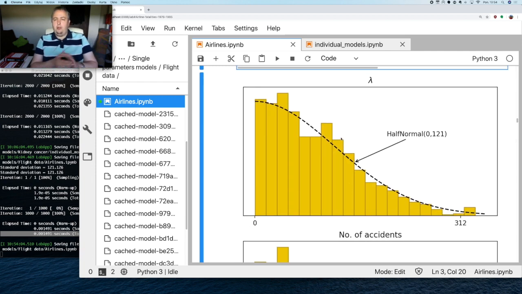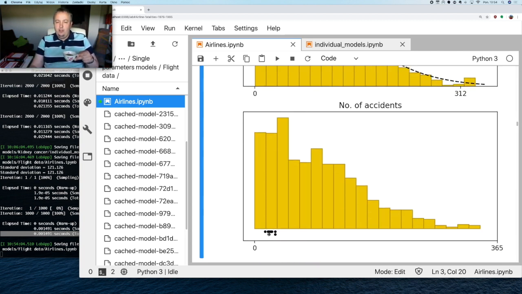How does it do? Our lambda parameter is of course consistent with our half normal prior because it was sampled from it. But this is a check that our data generating model is okay, that nothing strange is happening. So at the moment it's okay. The prior was generated, so it looks okay.